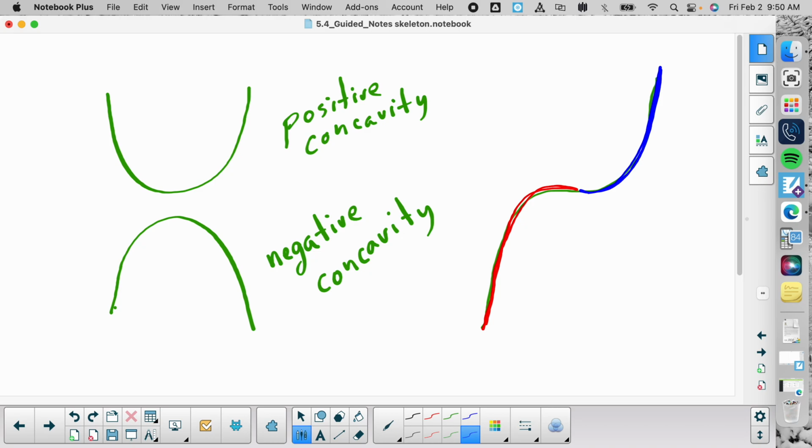So, negative, positive. And then they have a special name for it. They have a special name for right there. A location where your function changes concavity. It's called an inflection point. I think it's on page 2, page 1 somewhere.